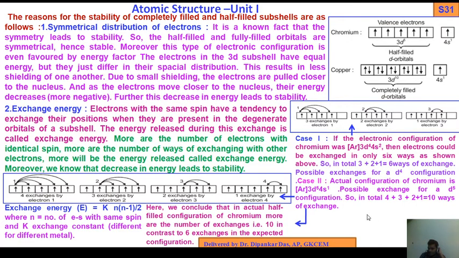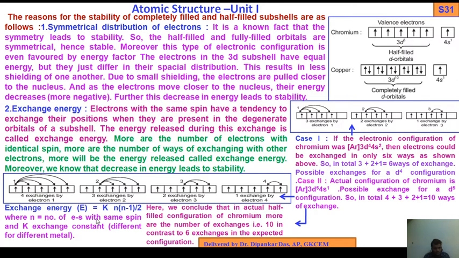So more energy is released, that means more decrease in energy and more stability. Here we conclude that in the actual half-filled configuration of chromium, there are more exchanges, that is 10, in contrast to 6 exchanges in the expected configuration. This is the exchange of electrons.